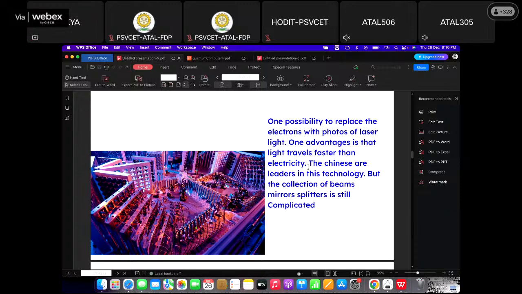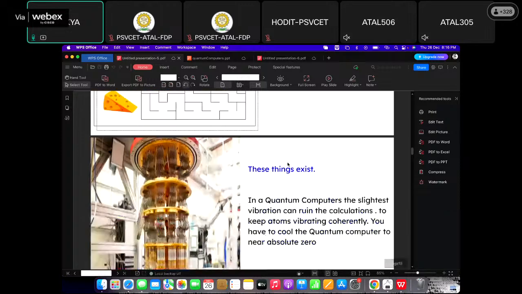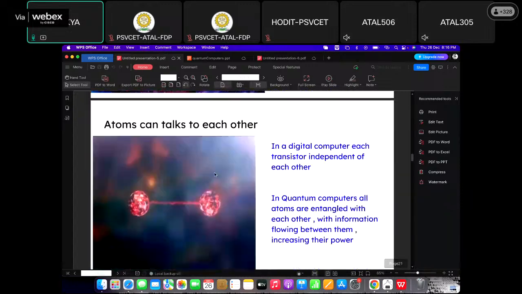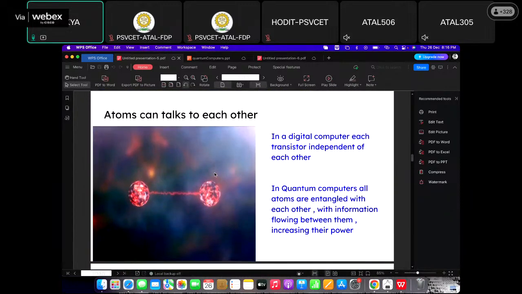One possibility is to replace the electrons with photons of laser light. One advantage is that light travels faster than electricity. The Chinese are leaders in this technology, but the collection of beams, mirrors, and splitters is still complicated. So you need to check the whole process of how you can build quantum computers, which is not a simple task. Then atoms can talk to each other. In a digital computer, each transistor is independent of the others. In a quantum computer, all atoms are entangled with each other, with information flowing between them, increasing their power. Means you can talk with them, right?